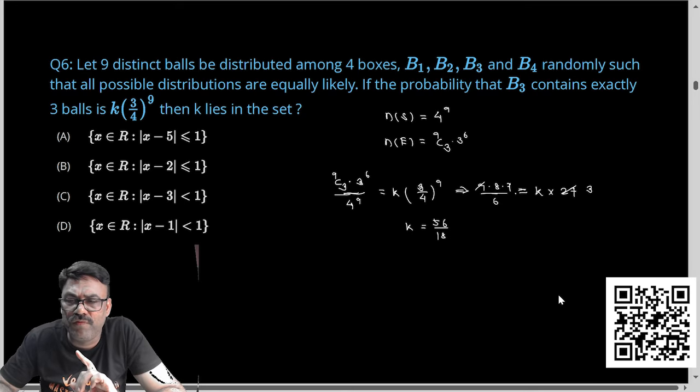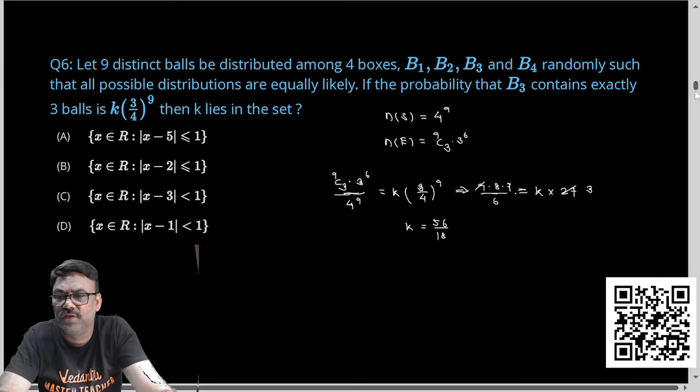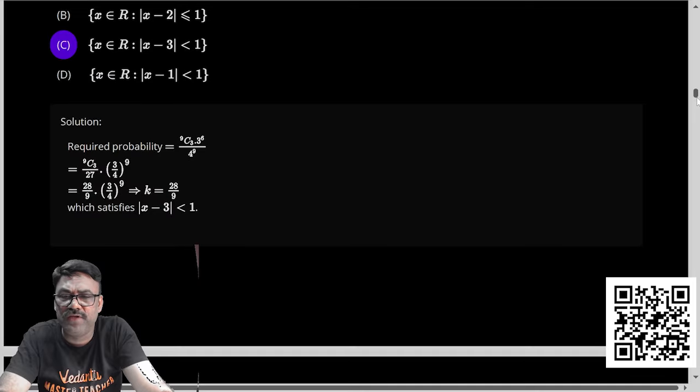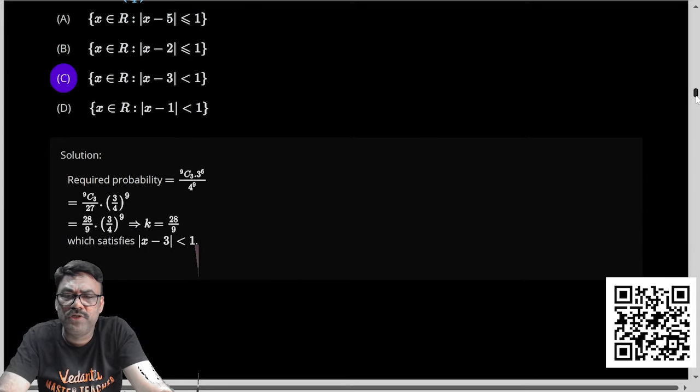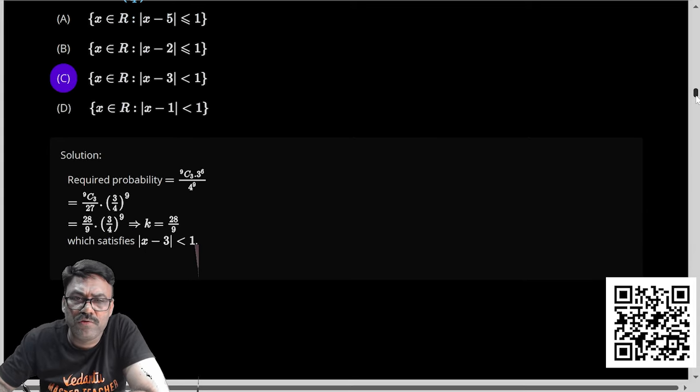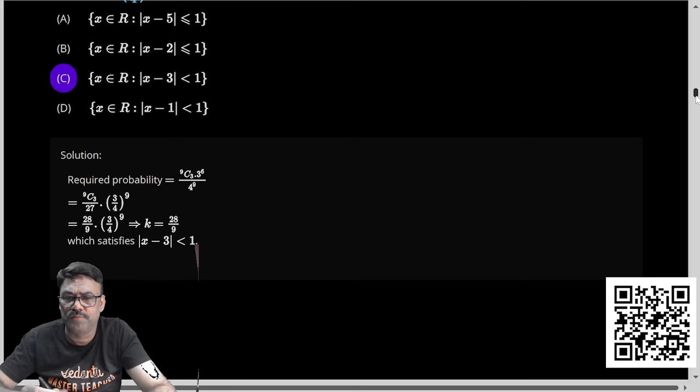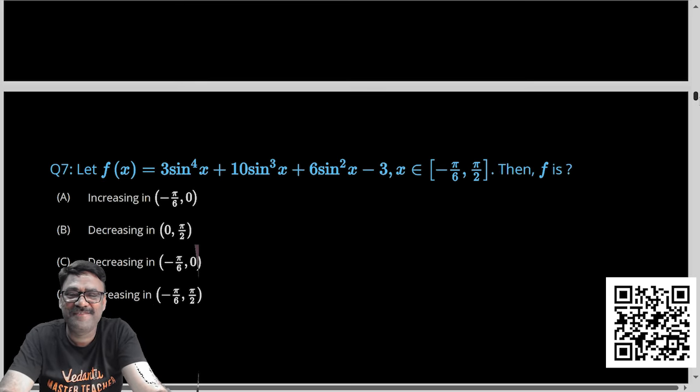Just put x is equal to 56 by 18 in each of these 4 options and see which option gets satisfied for 56 by 18. So put x is equal to 56 by 18 in each option, and 56 by 18 is basically 28 by 9. So just put 28 by 9 in each option, so you will see that it satisfies the C option, right? Right. Let's move to the next question.